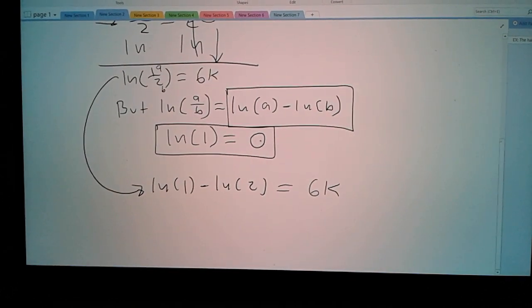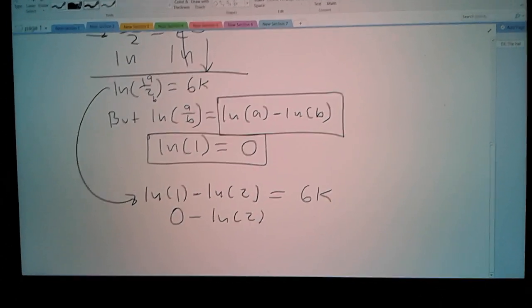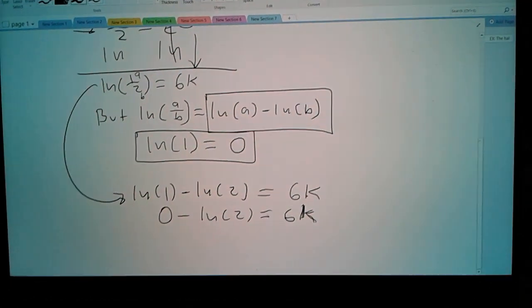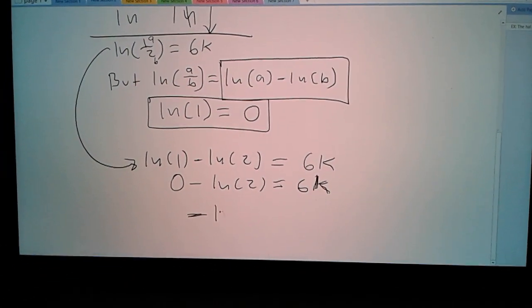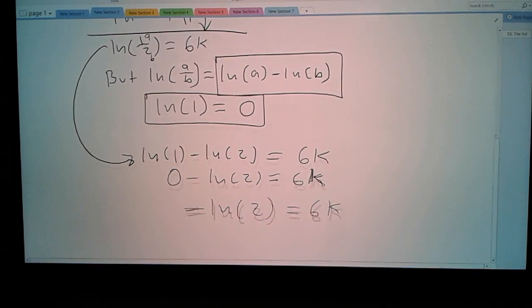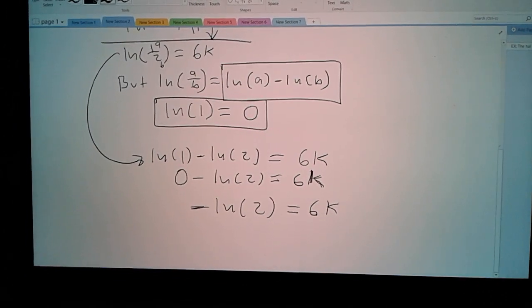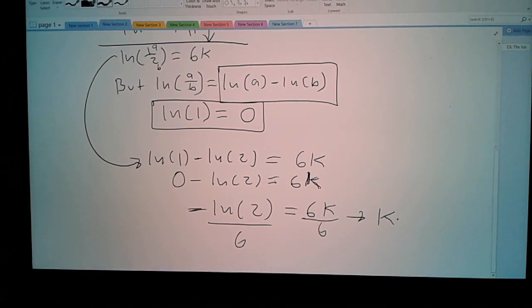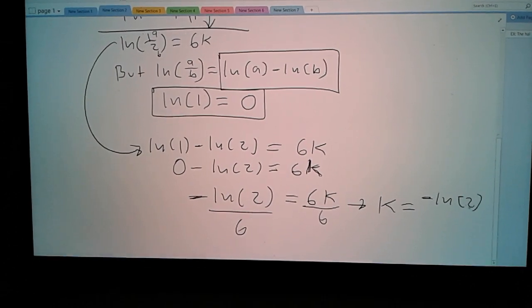But we said ln of 1 is 0. So this is going to be 0 minus ln of 2 equals 6k. So 0 minus ln of 2 is negative ln of 2 equals 6k. So I divide by 6 on both sides, I get k is equal to negative ln of 2 over 6, is my decay constant.